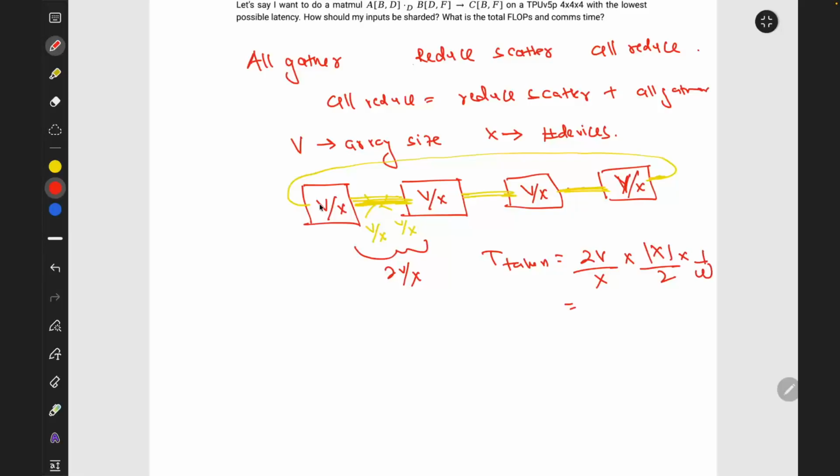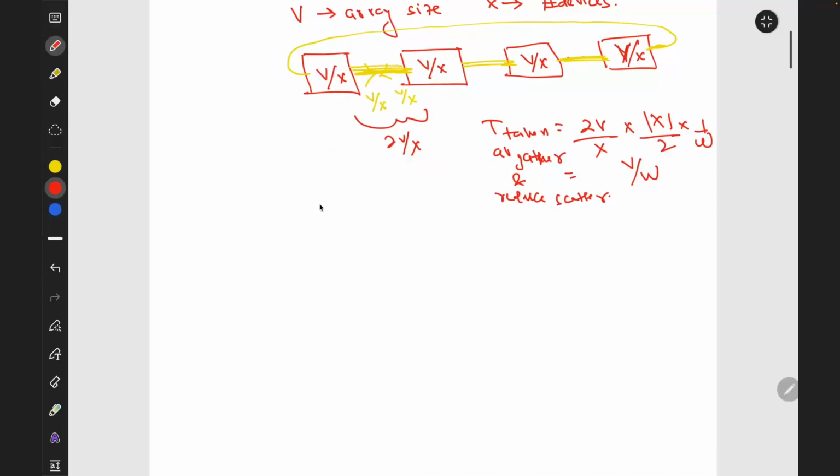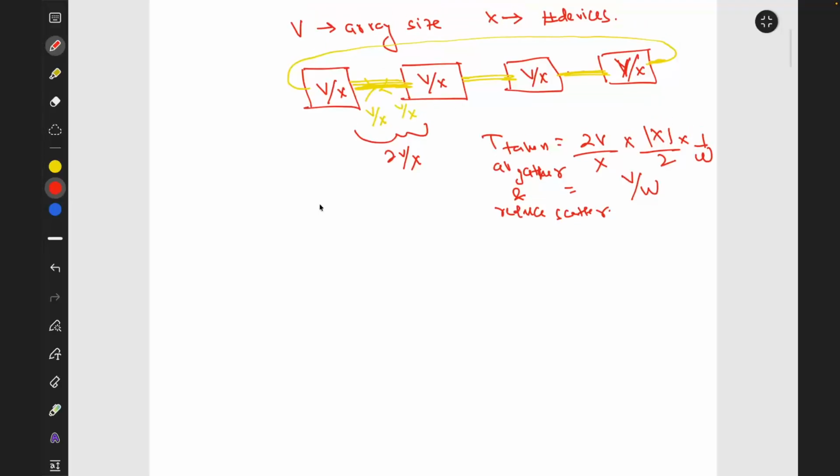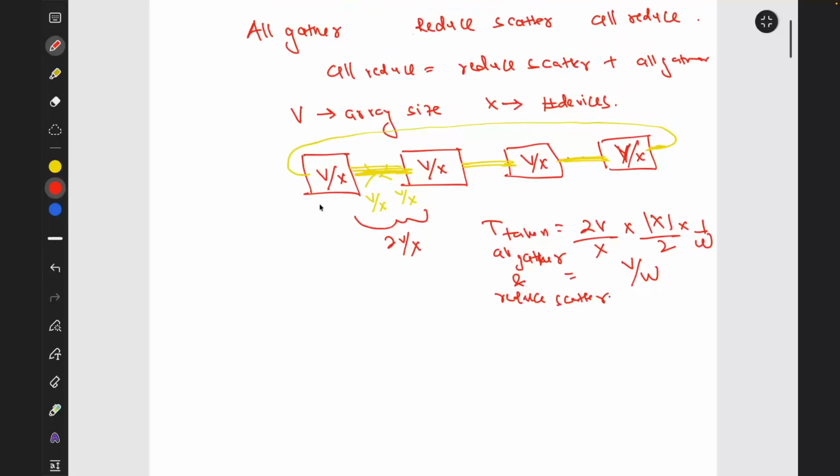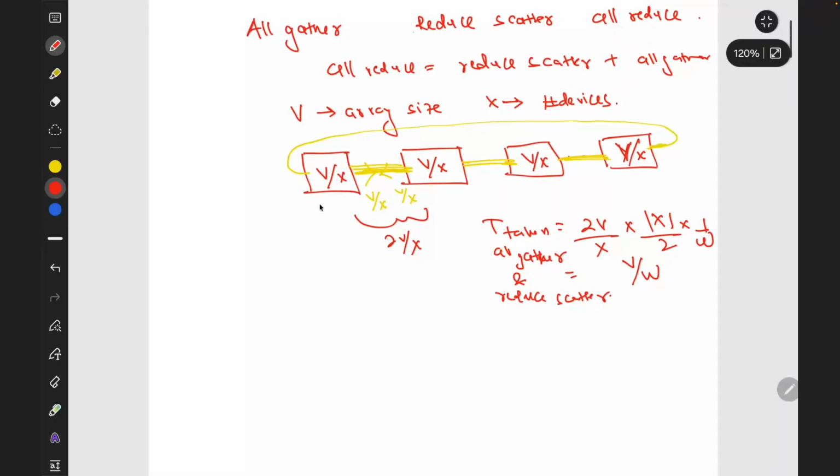One more factor I was missing was 1 by W, the bandwidth, so it is V by W. So this is the time taken for all gather and reduce scatter, because both of these communicate the same information through the devices. It's just that all gather keeps those extra arrays, but reduce scatter only keeps the array that it needs for that device. So all reduce is twice as expensive as all gather or reduce scatter.